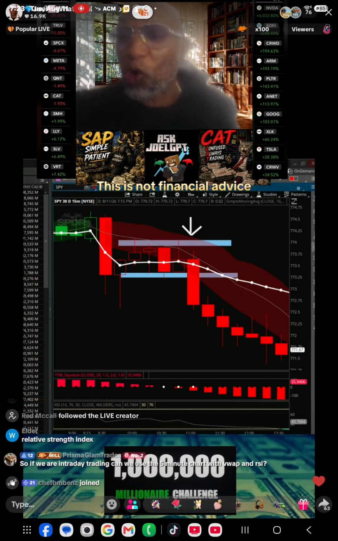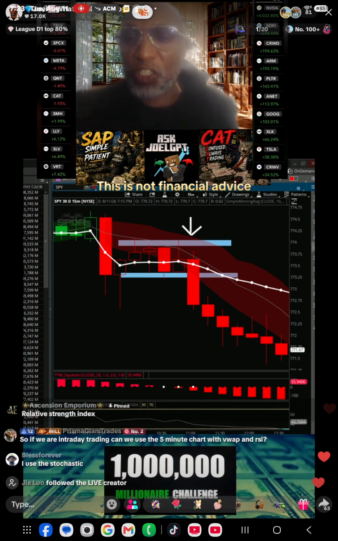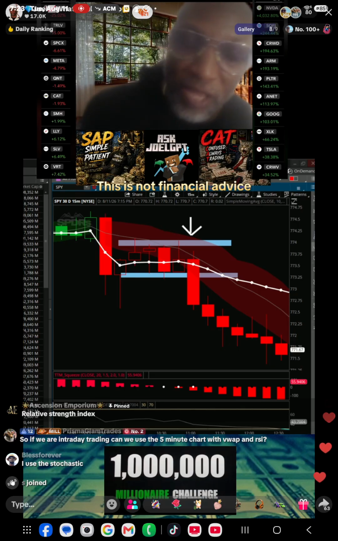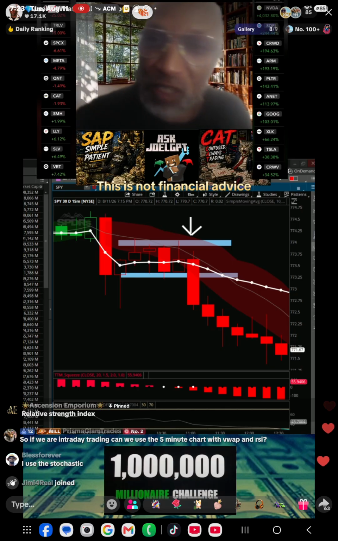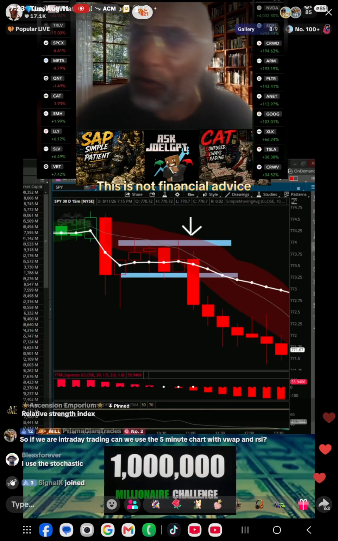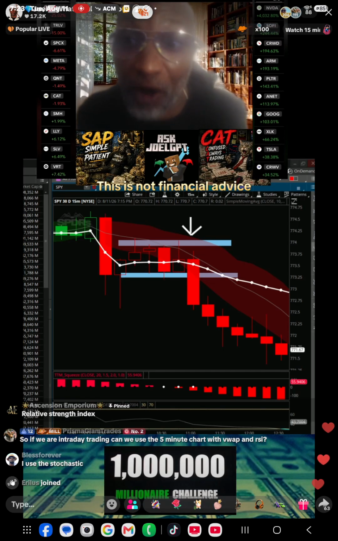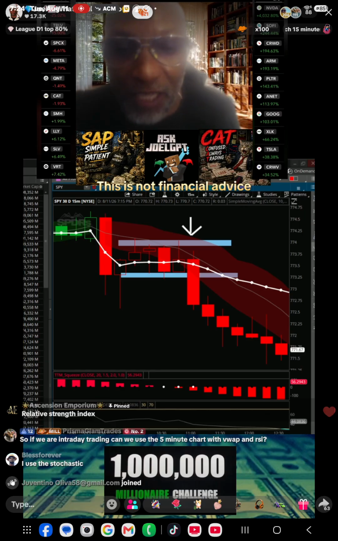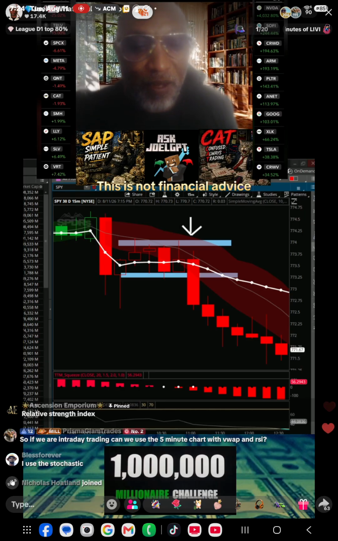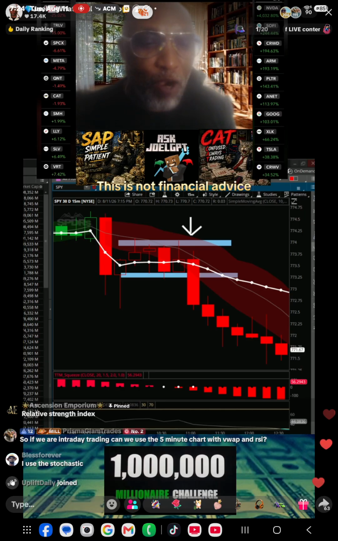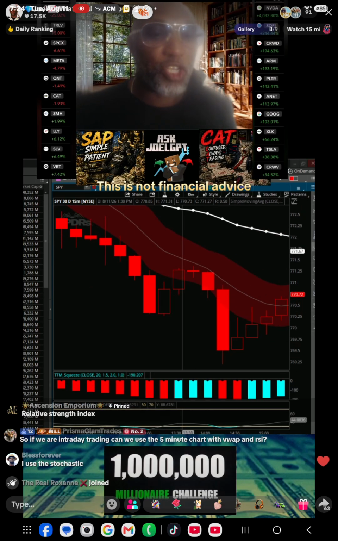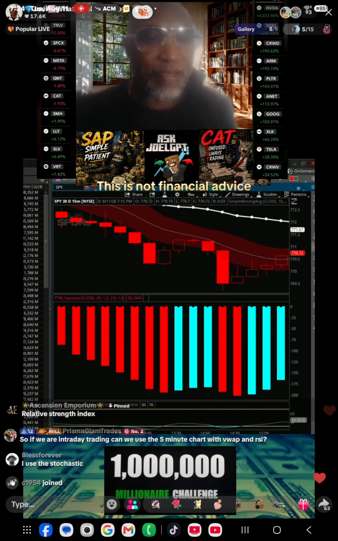RSI stands for, there you go, Relative Strength Index. Relative strength. That's the strength of this move. Strength relative to the market. This is strength relative to the market. When it gets oversold, you're going to see blue lines. If you add it on your charts, if you're smart and you add it on your charts, you're going to see it look like this.